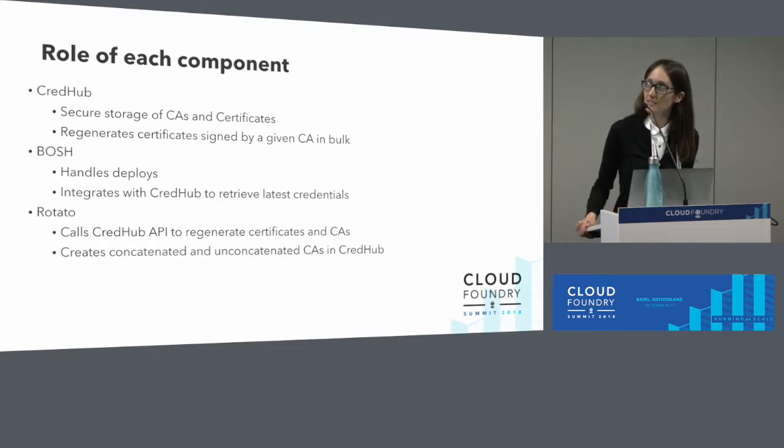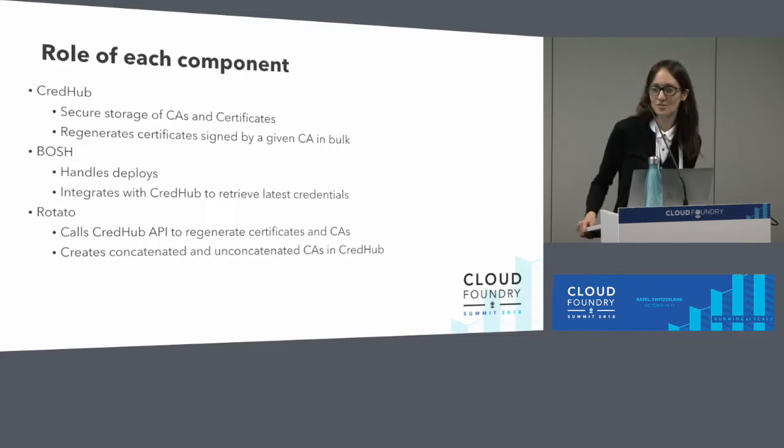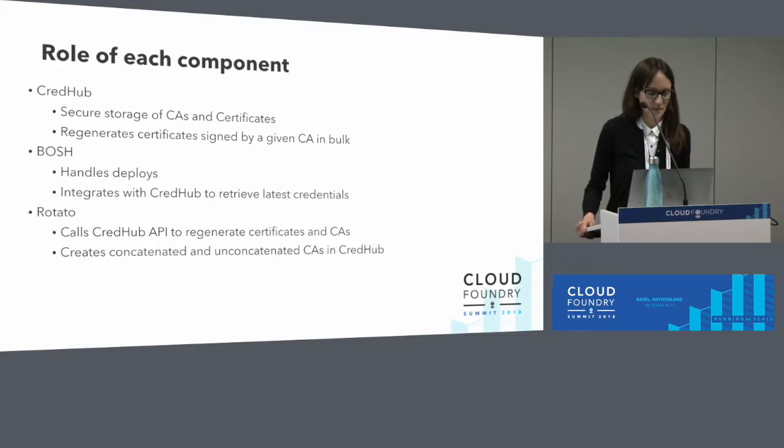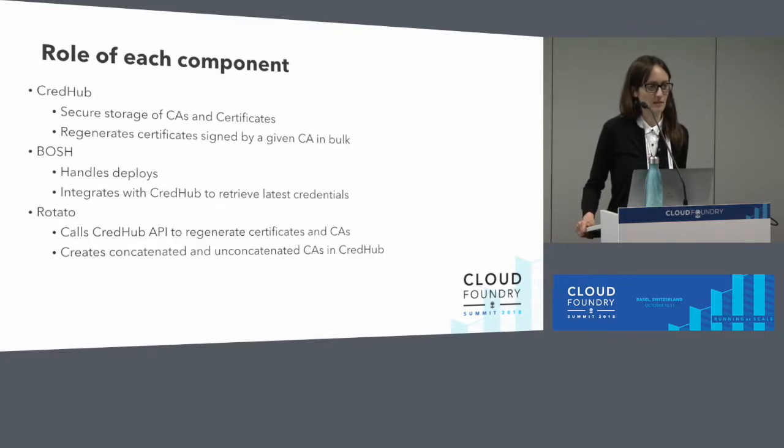Rotator, this is the glue code that I was telling you about, and it really does kind of two things. It makes calls to the CredHub API to regenerate these credentials, as well as it will create these concatenated and unconcatenated CAs in CredHub. And CA concatenation is really more of a standard practice when it comes to trusting multiple CAs at the same time. And of course, there's Concourse, which helps us build pipelines and automate all the things.